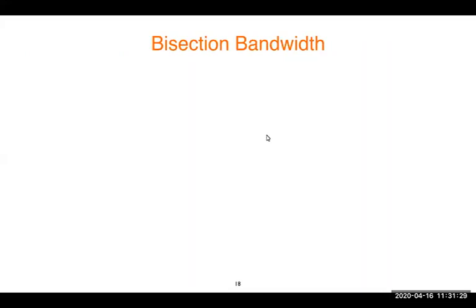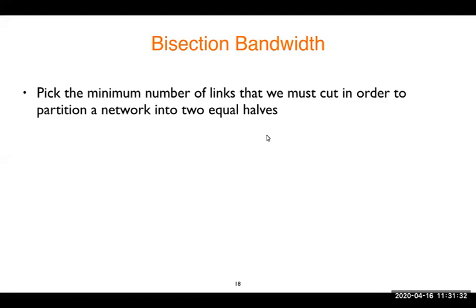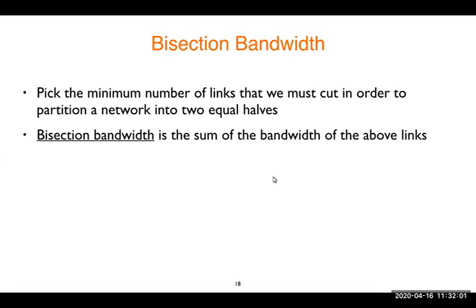So bisection bandwidth is actually a pretty simple idea. It's a formal definition from graph theory. You take a graph and you want to partition the graph into two equal halves. And then you want to look at how much bandwidth there is between those two halves. And so the way we talk about it is we say you pick the minimum number of links that you must cut in the graph in order to partition that network into two equal halves. So it's like a minimum cut, but it's a minimum cut in order to get two equal halves. And then we add up the bandwidth of the links in that cut. And that's our bisection bandwidth.